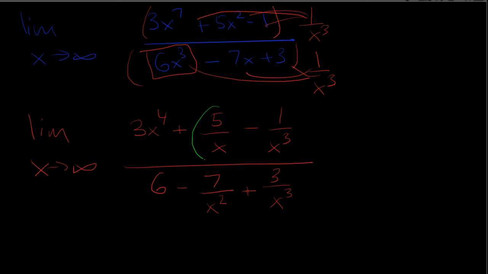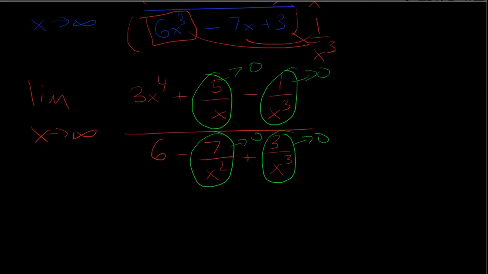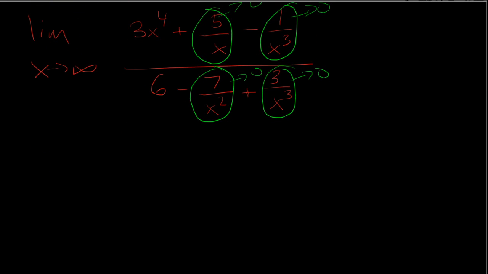We see that 5 over x, negative 1 over x cubed, negative 7 over x squared, and 3 over x cubed will all go to 0. So I can rewrite this limit now as the limit as x approaches infinity of 3x to the 4th over 6, and that goes to infinity.